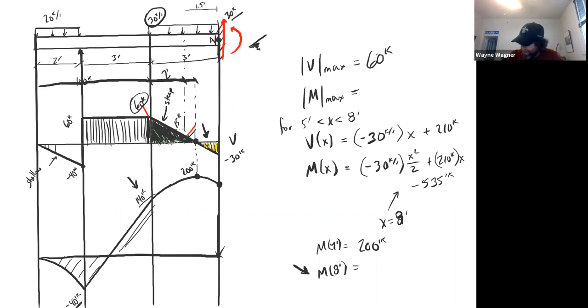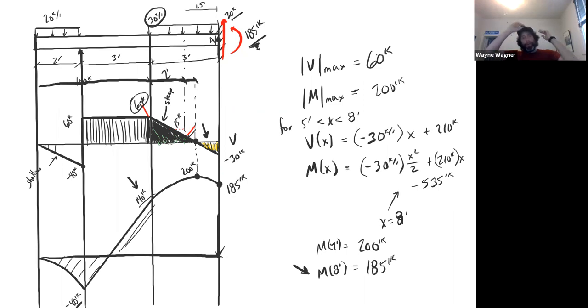Or I can just plug it into that formula. I can plug the 8 in: 8 squared divided by 2, 32, times negative 30, plus 210 times 8, minus 535 equals 185. So that was expected. 185 foot kips. The M max is 200 foot kips though.